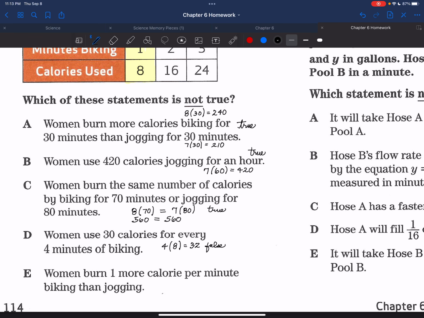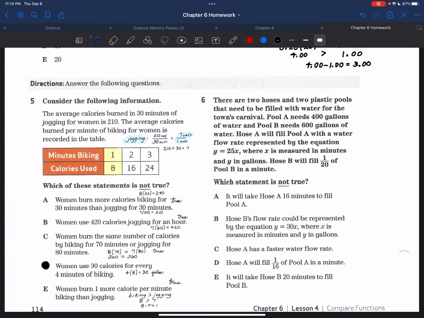But I have learned my lesson. I will check them all. Women burn 1 more calorie per minute by biking than jogging. So this is saying that biking is more than jogging. We found that biking was 8 per minute, more than 7. That's true, but is it 1 more? And yes, it is. So this is a true statement. The one that is not true is D. Number 5 is D, and that does check out.